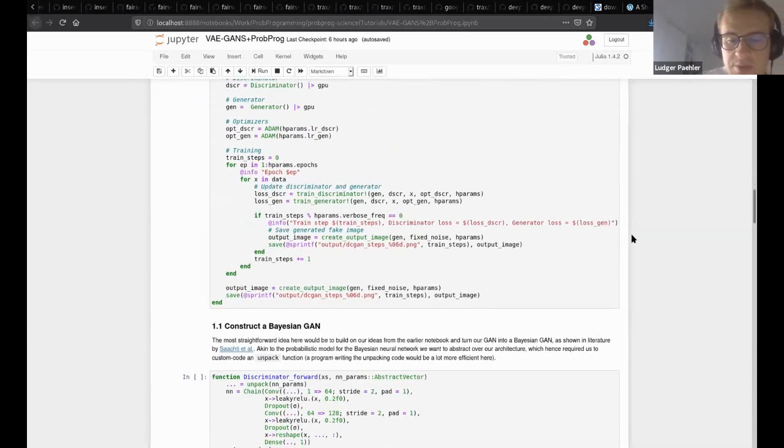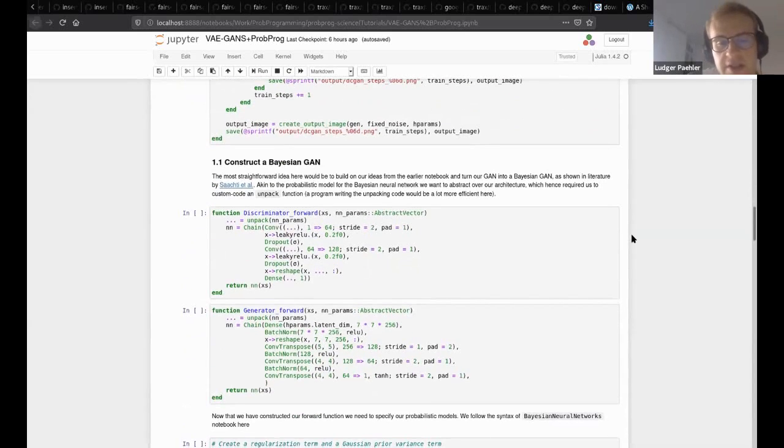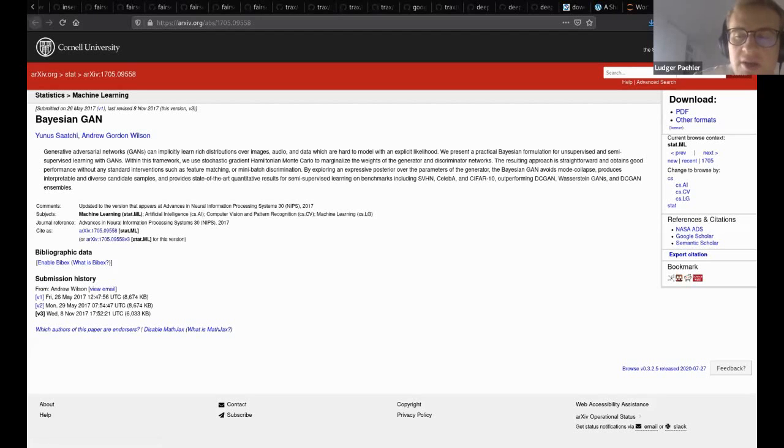So the first option would be to construct the Bayesian GAN. There exists some work on that. I think there's a paper some years back where they tried that out. And as with many papers, it worked well for some cases and not so well for others.